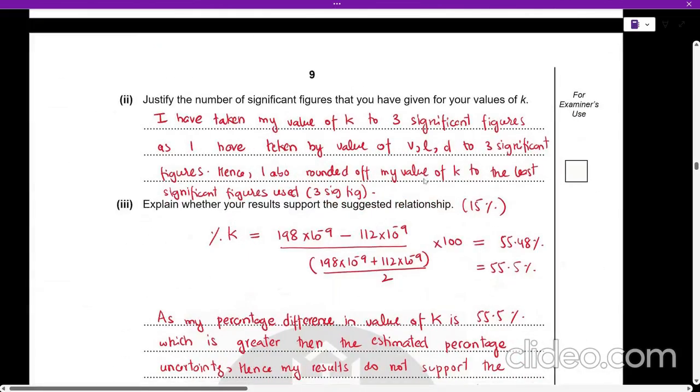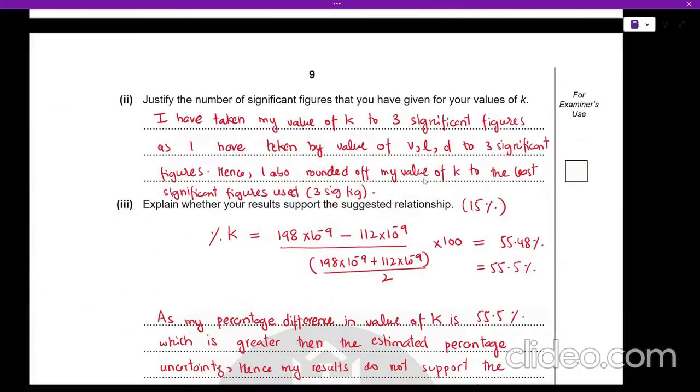Then they are asking to justify the number of significant figures that you have given for the value of K. I also told you how to write this answer in my video of the practical tips. What I have written is that I have taken my value of K to three significant figures, as I have taken my values of V, L and D to three significant figures. Hence I also rounded off my value of K to the least number of significant figures that were used, the three significant figures. Then they were asking us to explain whether the result supports the suggested relationship.